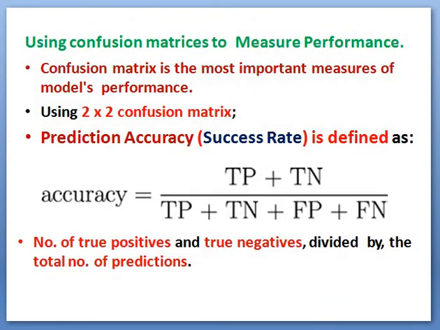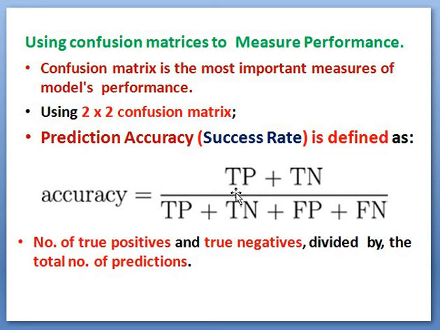So, some of the measures. The first measure is prediction accuracy or success rate. It can be calculated using the equation: accuracy is equal to TP plus TN divided by TP plus TN plus FP plus FN. That is, the numerator represents all the correctly classified data items and the denominator represents the total number of data values that we have to consider in the confusion matrix. So this means all the correctly classified data items divided by the total number of data items.